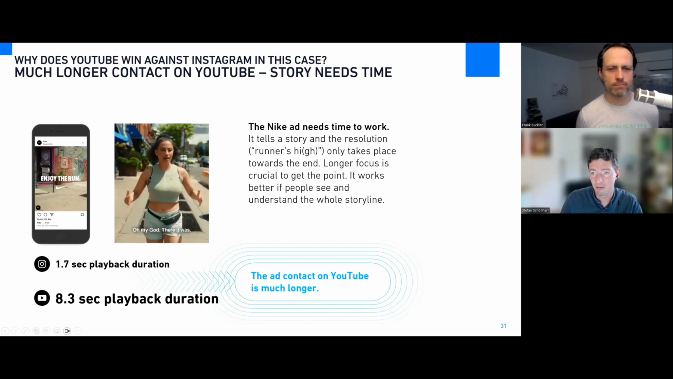Now we talk about playback duration, not real attention. It was 8.3 seconds, and only 1.7 seconds on Instagram. So there's a big difference, and this is something that really needs time because of the story, this runner's high. People need a little bit of time to understand the story and get the joke, and then the positive emotions that this kind of ad wants to provoke.